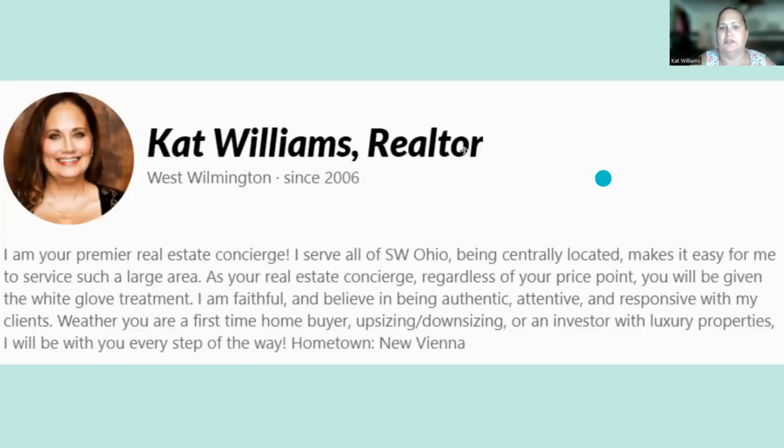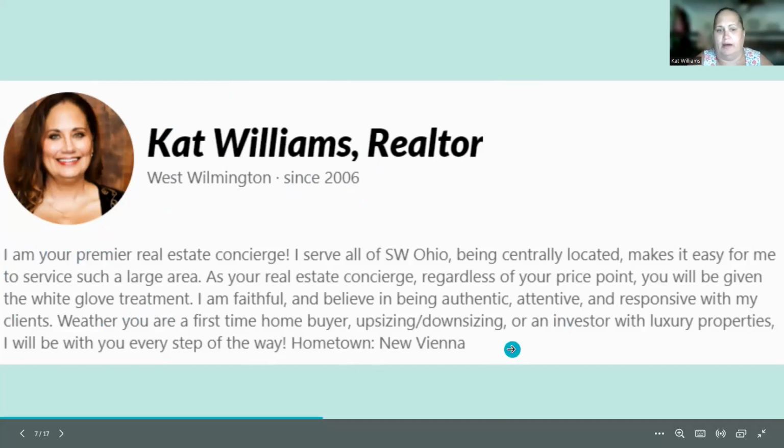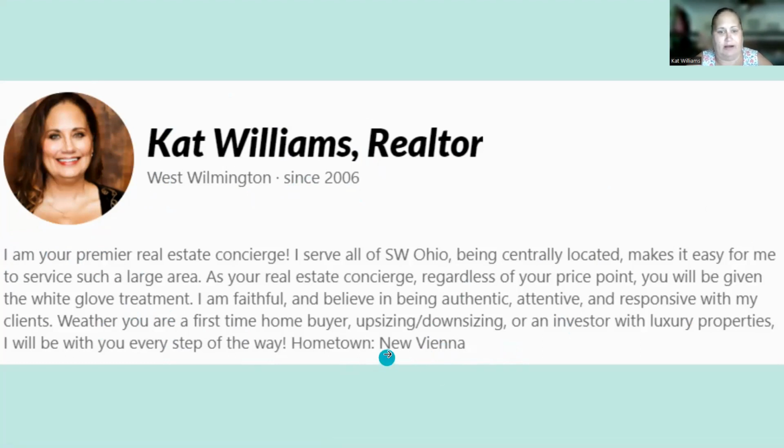When you're setting up your account, see, I did Kat Williams Realtor. I don't live in West Wilmington, but that is where my farm is. And I put "since 2006," because that's how long I've been a real estate agent. And then of course you have your bio. Know that if you put your hometown in there when you're setting up your page, it will automatically put your hometown at the end of your bio. New Vienna is not my hometown, but it's where I live right now, so it shows them that I am local to the area. There are about 500 characters for your bio.